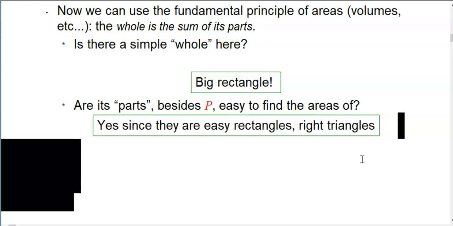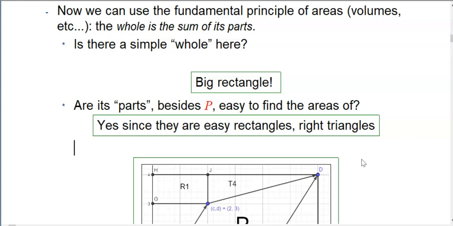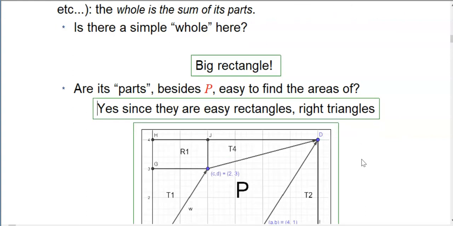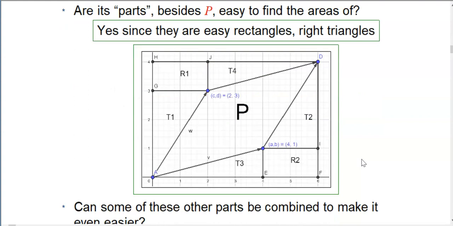Groovy. Okay, so let's do that. And then let's see if the whole is the sum of its parts principle can be used to find one of the parts given the whole and all the other parts. Okay. And then here's a cute little thing. You could do it just based on those hints. But I claim that some of these other parts between the R1, R2, T1, T2, T3, T4 can be combined to make it even easier. So you actually don't need to know the formula for the area of anything but a rectangle.